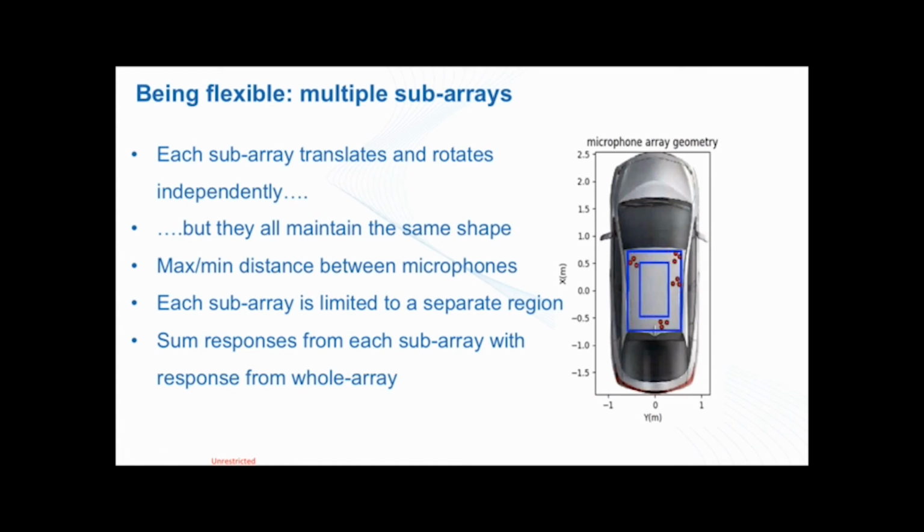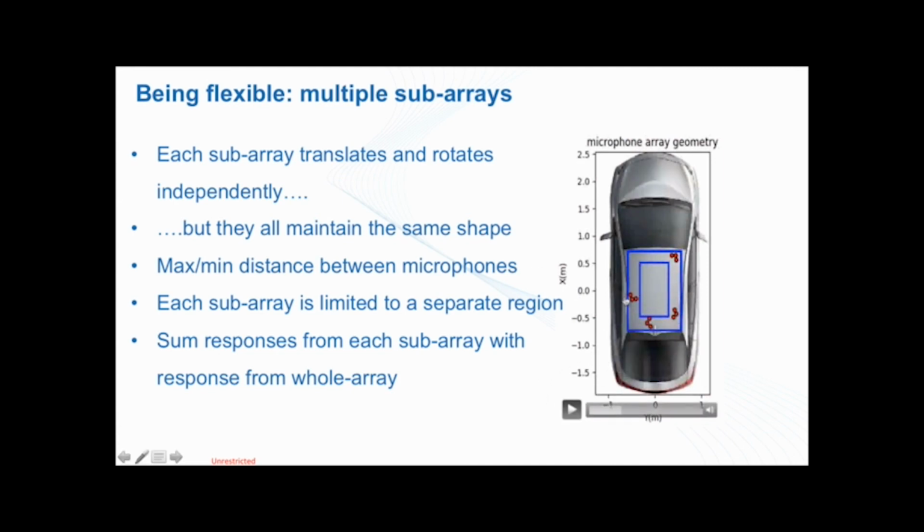We make sure the arrays are identical because, from a mass production point of view, it's much better to have just one single design for any given device. We limit the maximum and minimum distance between the microphones, and we also prevent the subarrays from overlapping by limiting each one to a separate region.